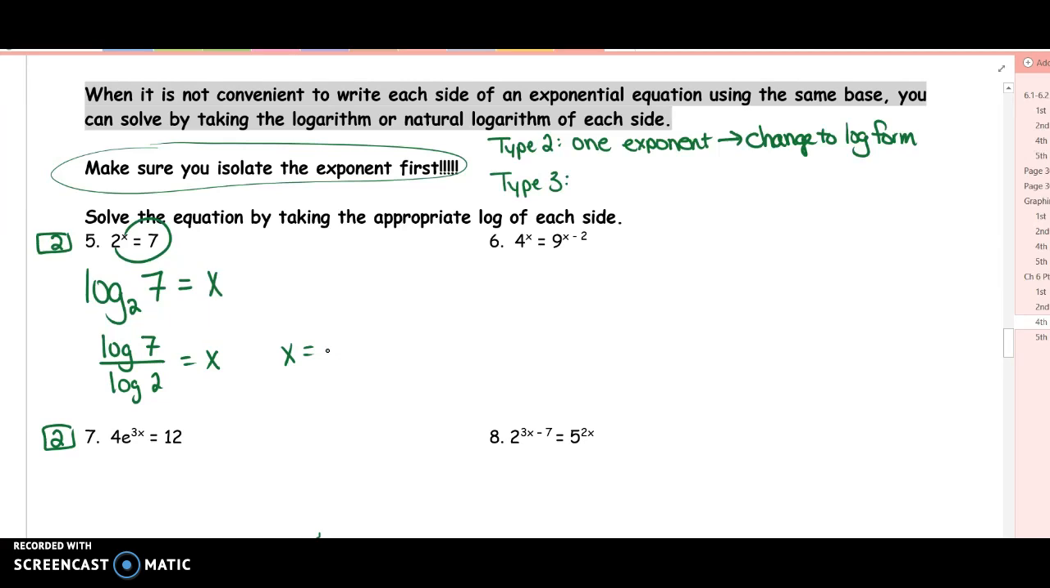And log 7 divided by log 2, what is that? Approximately 2.81.